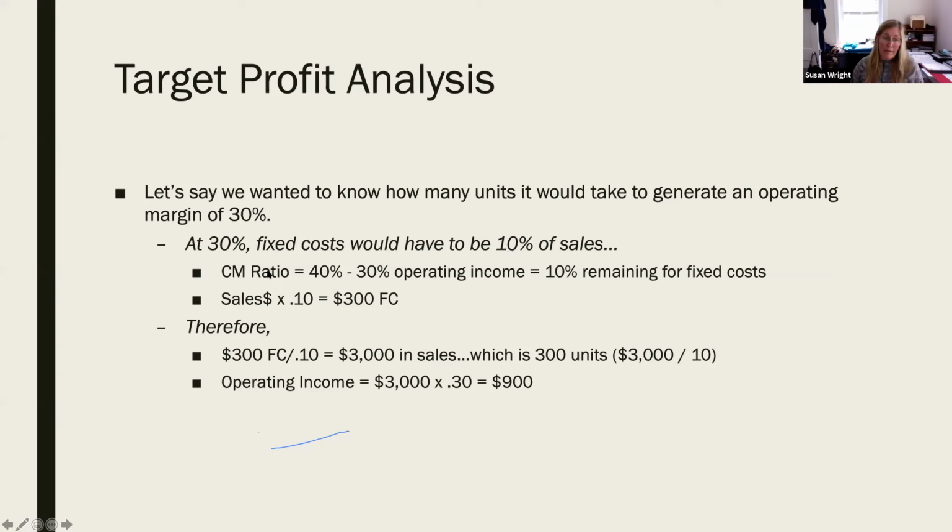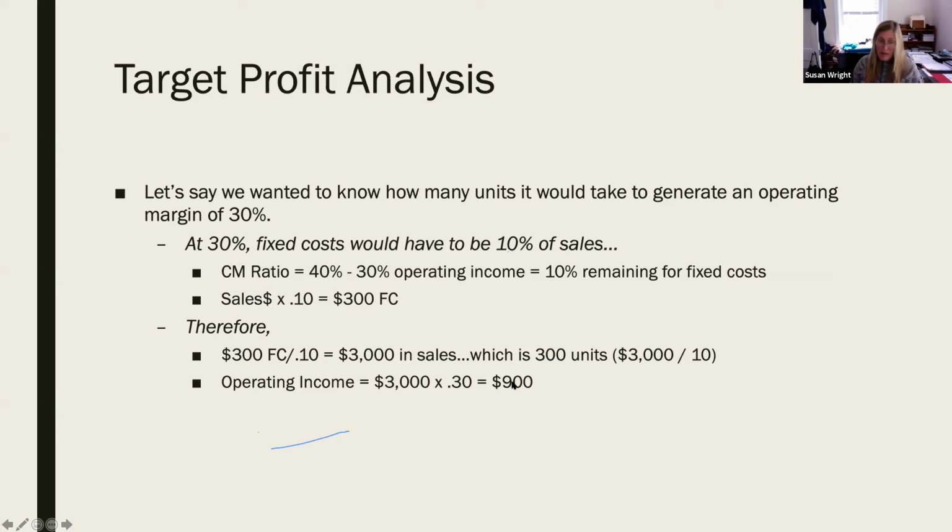So set that formula: sales times 10% should equal 300. Therefore, 300 divided by 10% is 3,000 in sales, which is 300 units, right? 3,000 divided by the price. And operating income would be 900 bucks.